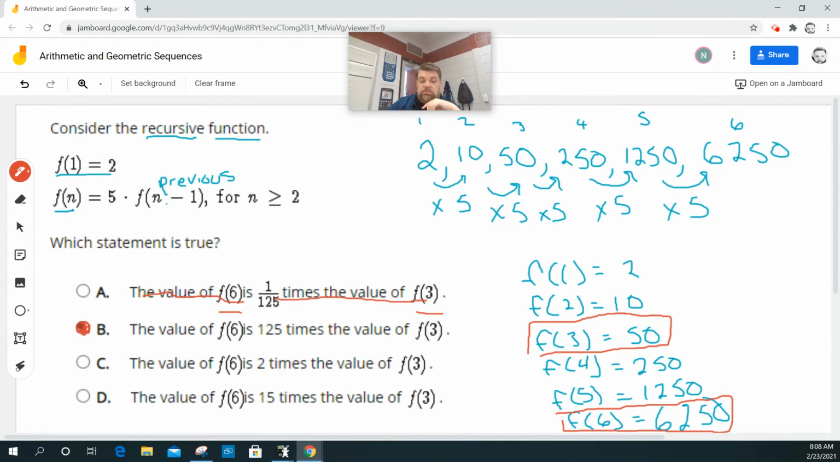That's true. It's not 2 times, it's too small. 2 times 50 is 100, so that's not going to work. And 15 times 50 is not going to work either. So B was the correct answer. Wow, they'll scramble these answers. So the statement, the value of f of 6 is 125 times the value of f of 3.